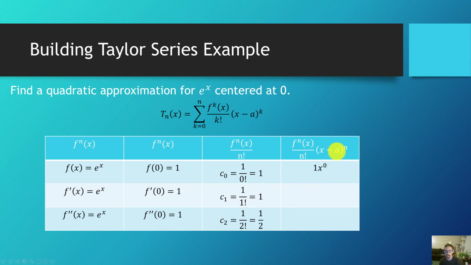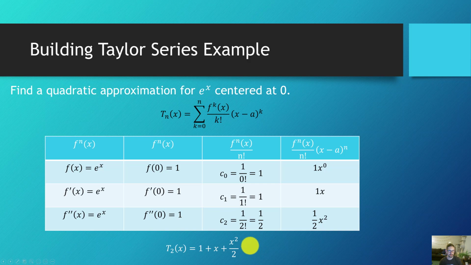And here, x minus a is 0 because it's the center. And then we'll just have x to the 0 power, x to the first power, x to the second power. And we'll write that as 1 plus x plus x squared over 2. And this is our final answer here. This is our quadratic approximation for e to the x centered at 0.